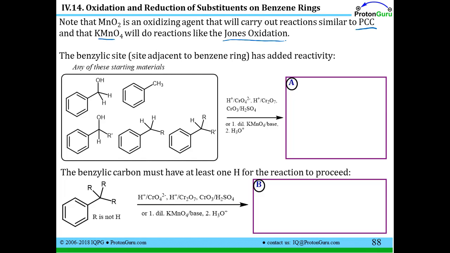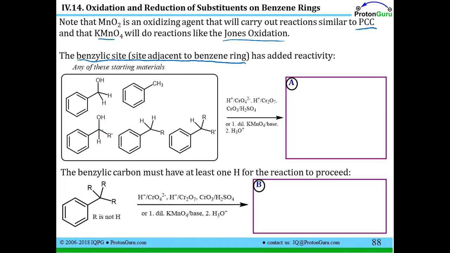Potassium permanganate will do reactions like a Jones oxidation or one of these more powerful chromium-containing oxidizing agents. And other than introducing these manganese reagents as alternatives for the chromium reagents, I want to introduce a different type of reactivity that benzylic sites have compared to sites that are not next to benzene rings. So hopefully you've done the reading if you're following along the order that's recommended in the course. And a benzylic site is the name given to an sp3 hybridized carbon, generally, that's right beside the benzene ring.